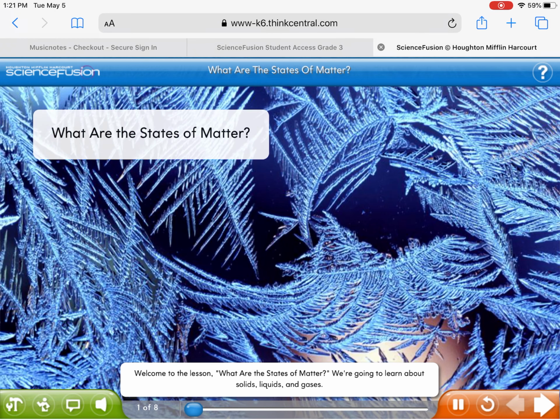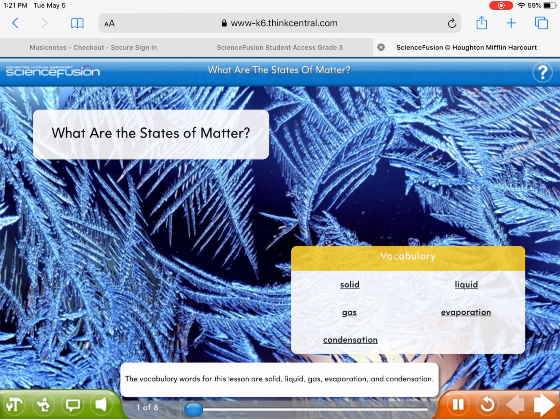Welcome to the lesson, What are the states of matter? We're going to learn about solids, liquids, and gases. We will also learn about how they are similar and different. The vocabulary words for this lesson are solid, liquid, gas, evaporation, and condensation. Click each word to find out more about it.